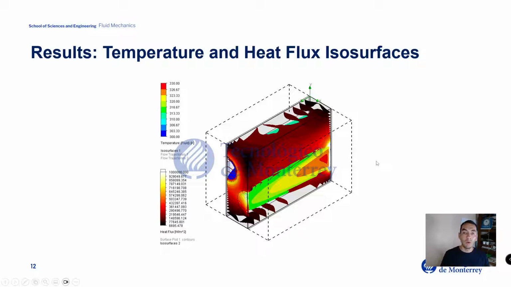At the end, we are going to have to determine the temperature, the heat rate, and the heat transfer coefficient for this system. In this case, we are showing some iso surfaces. The ones inside the pipes are iso surfaces for the temperature, and the ones inside the solid material are the heat flux iso surfaces.